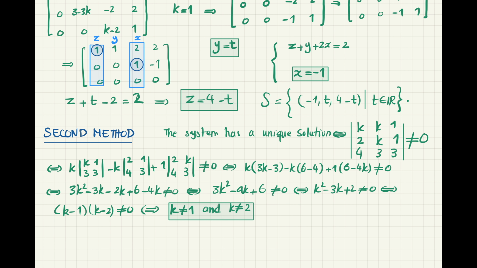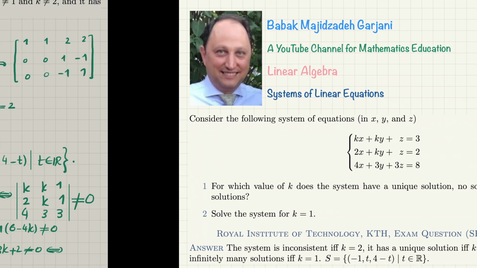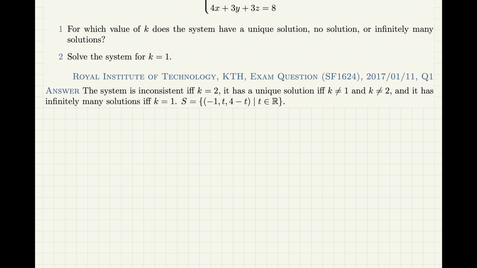So the system has a unique solution if and only if k is not equal to 1 and k is not equal to 2. Okay, then what happens? One part of the problem is actually finished, but now I would say something like this. Let me just write it in a summarized form: unique if and only if k is not equal to 1 and k is not equal to 2. Okay, so what does this mean?